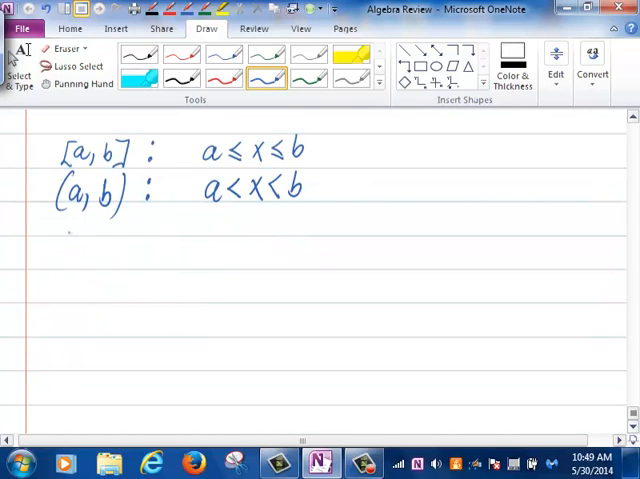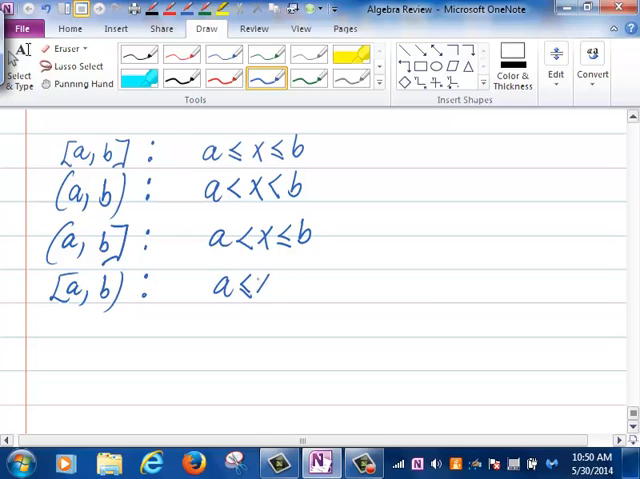Can someone tell me what this is? A, B, but I have a bracket here. So this would be what? All real numbers X between A and, including B, right? And then I can also talk about A to B like this, which would be A less than or equal to X less than B. All real numbers X between A and B, including A, excluding B, right?